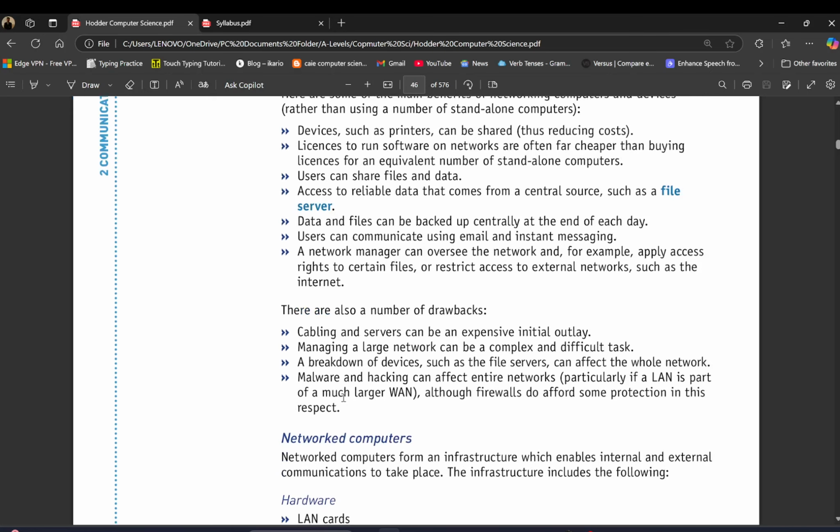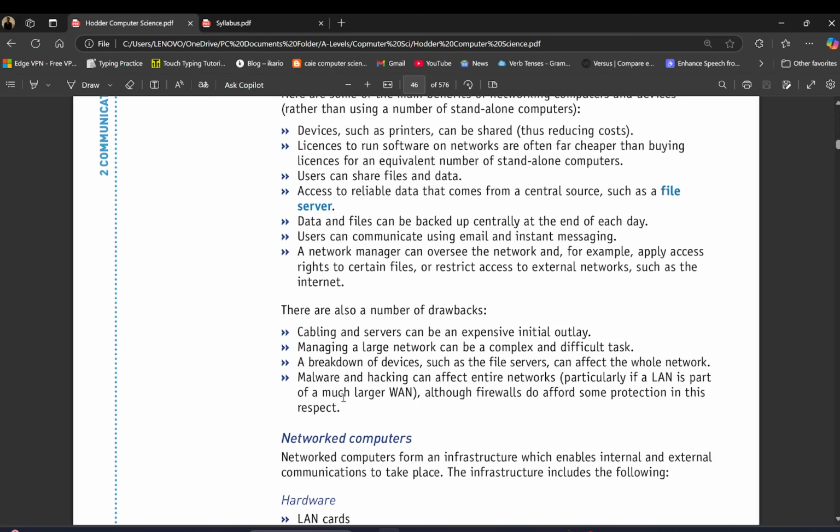But what are the drawbacks? Everything has pros and cons. If I had to talk about the drawbacks, first of all, cabling and servers can be expensive for the initial part. So I need to invest in a lot of hard disks, SSDs, high-end motherboards, CPUs, etc. And also, if I am hiring a network manager, I need to pay extra costs. Managing a large network is a difficult and complex task, or you could also write it's a specialist-only task. So it requires specific manpower to handle that particular task.